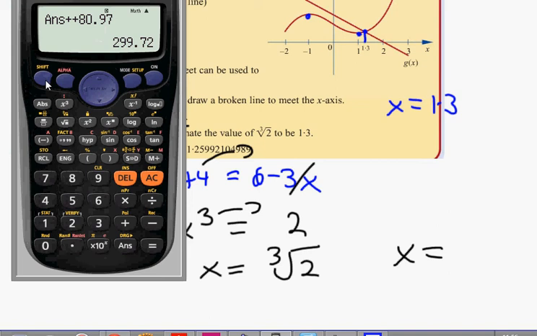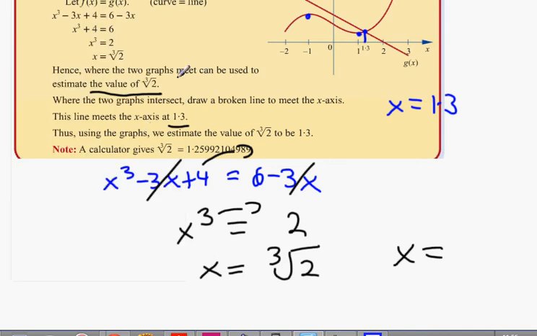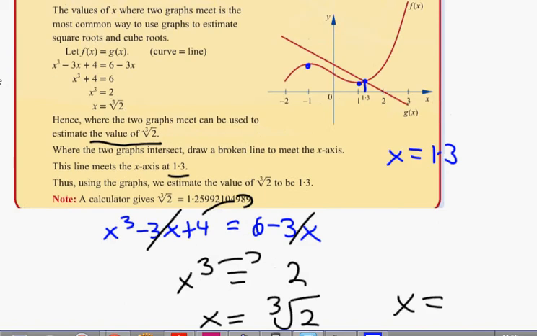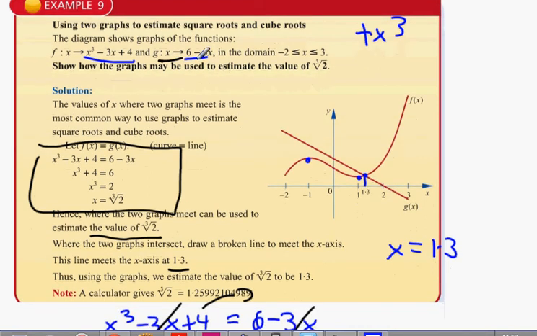Get the cube root of 2 on your calculator. There it is. You should see it's around 1.3, 1.26. It's very close to 1.3. That question, very popular in this exercise. So what you'll always do is you'll solve it graphically, then you'll solve it algebraically, and whatever answer you get in your graph should be equal to whatever answer you get in the algebra question. Where did you get 6 minus 3x? Here. It's the y value of the line equals the y value of the curve when they intersect each other.